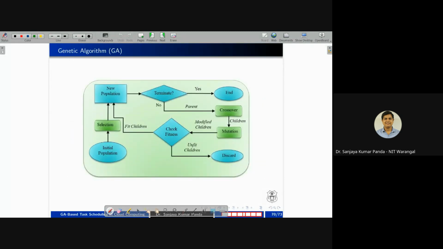Okay, so this is the complete cycle which I told you in genetic algorithm, which you can apply in your respective domain. And in cloud also we have several different types of problems. Not only this task scheduling problem, other problems are also there, to which you can apply the genetic algorithm to find the solution.